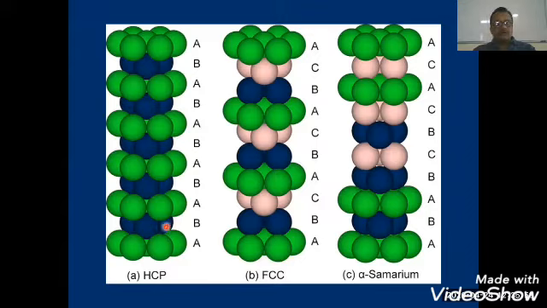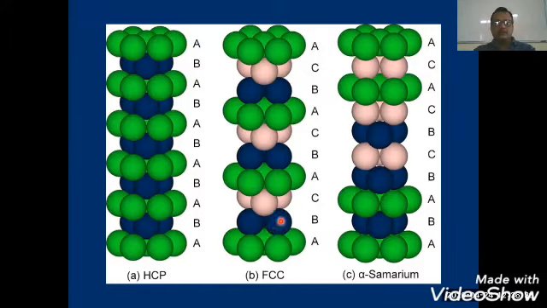In hexagonal closed packing, the third layer is sitting in the holes of the second layer, and the second layer is exactly at the top of the first layer. So we call this arrangement AB, AB, AB type. And in cubic closed packing, the second layer is not at the top of the first layer, and the third layer is also not at the top of the first layer, but the fourth layer is exactly at the top of the first layer. So we get a similar layer repeated after two layers.